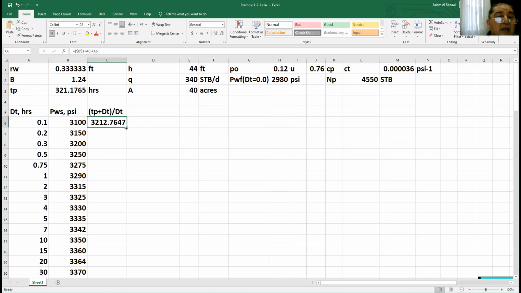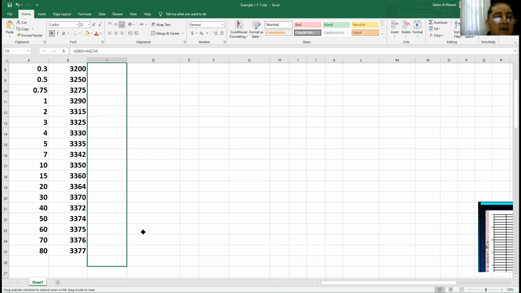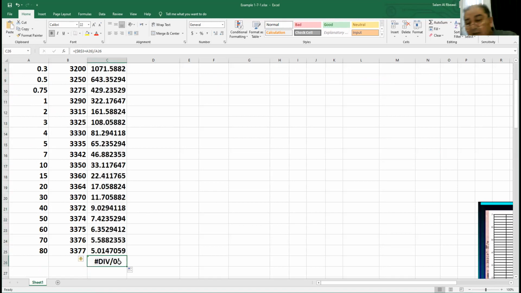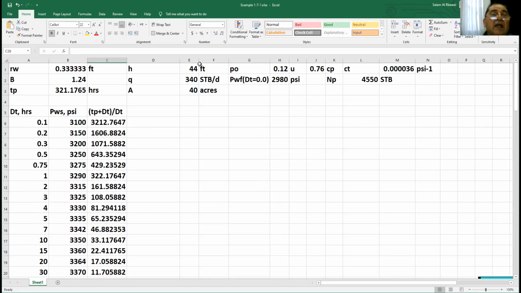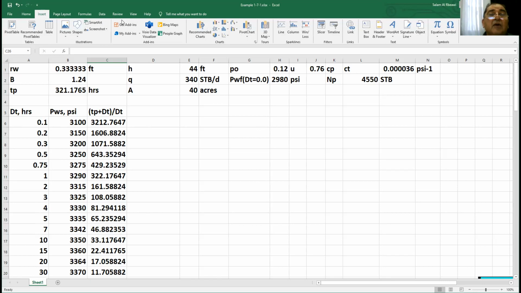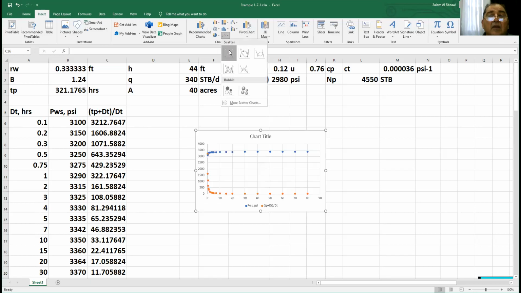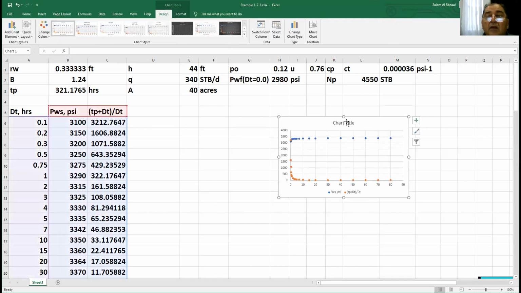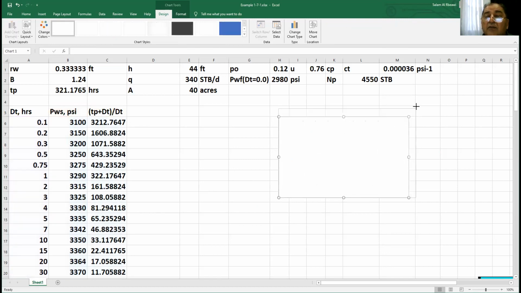So we're going to move all the way down. So this is our DT. Now we are going to plot. Remove all the old data here. This is the new plot we need.